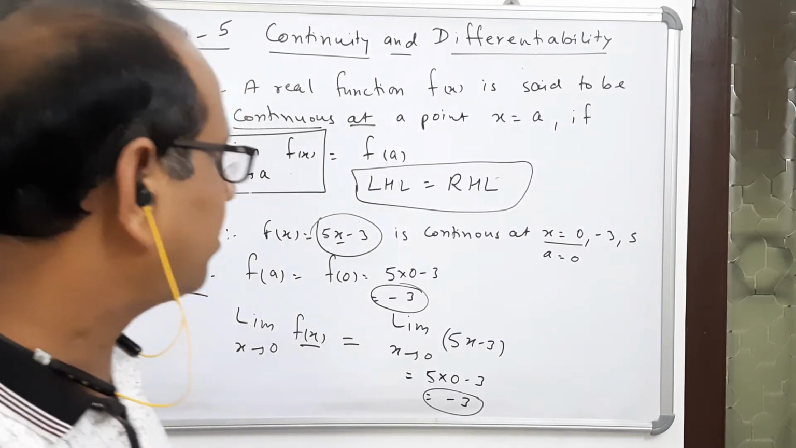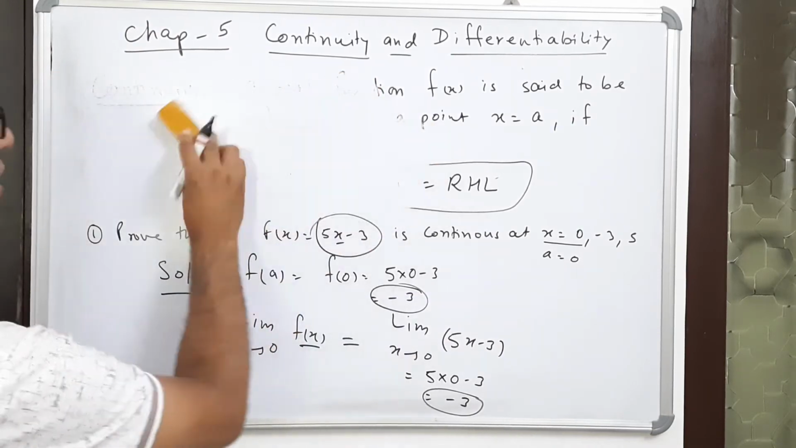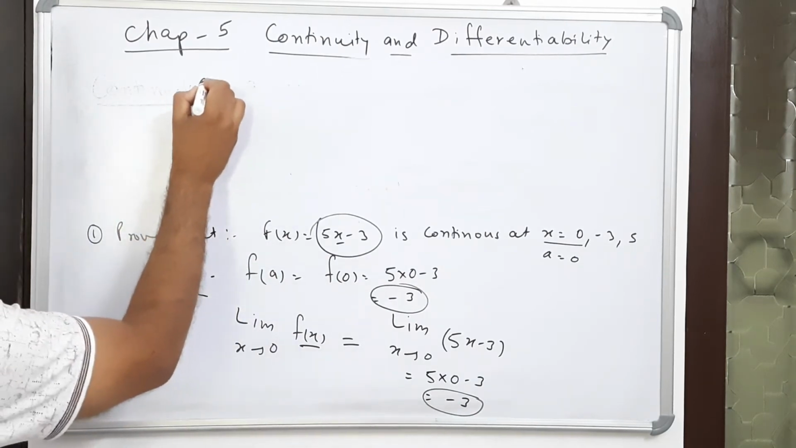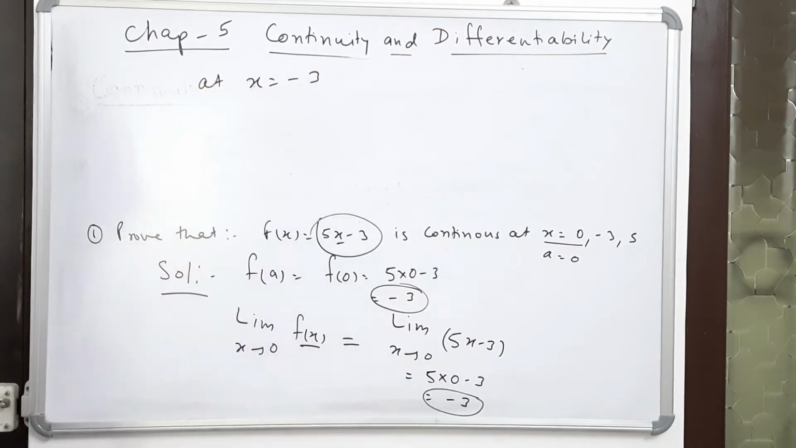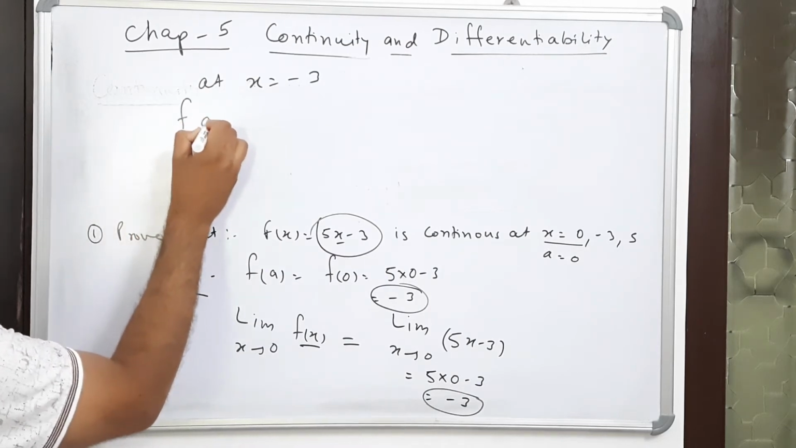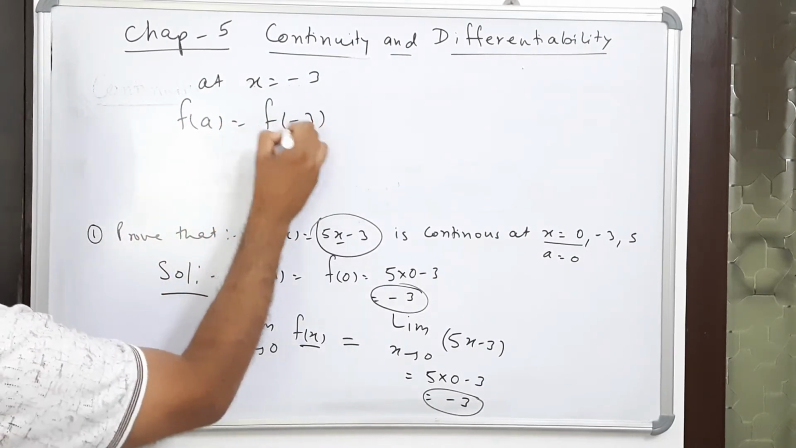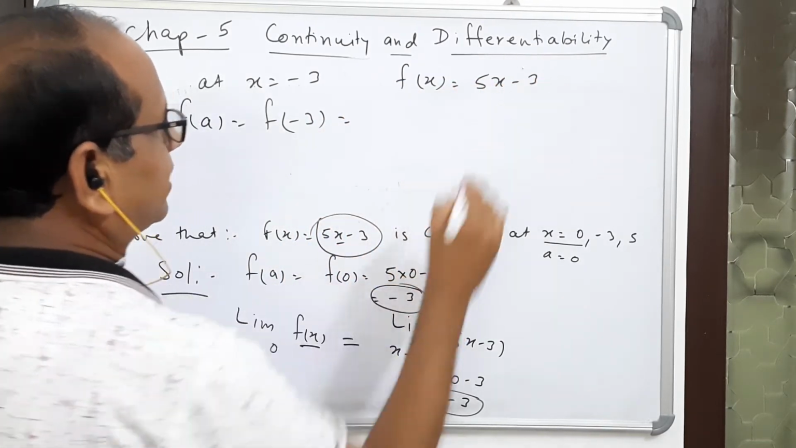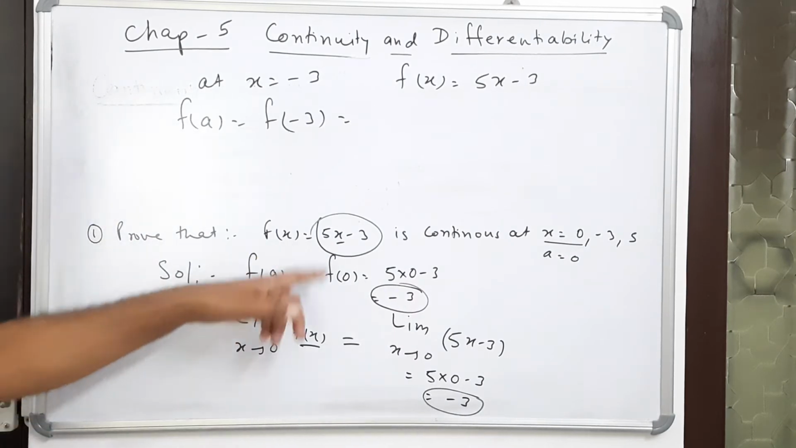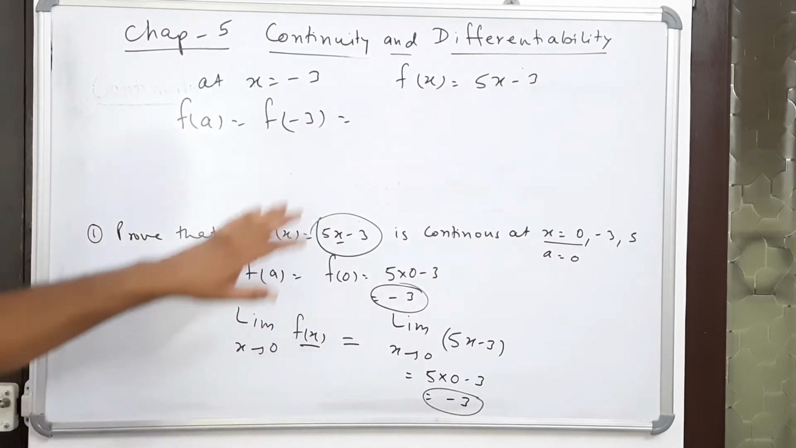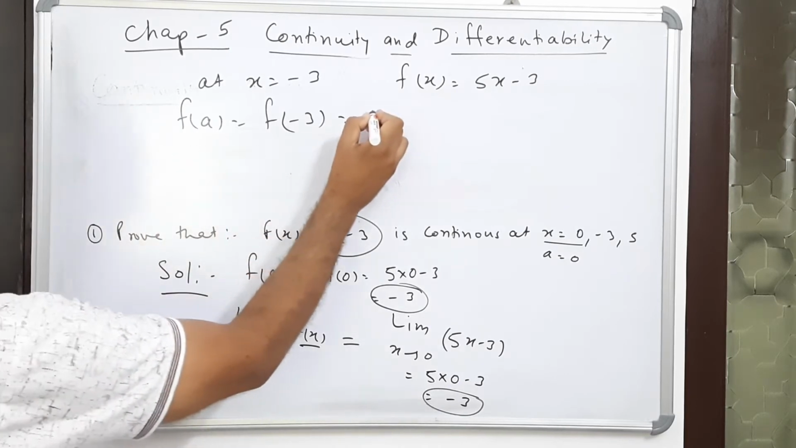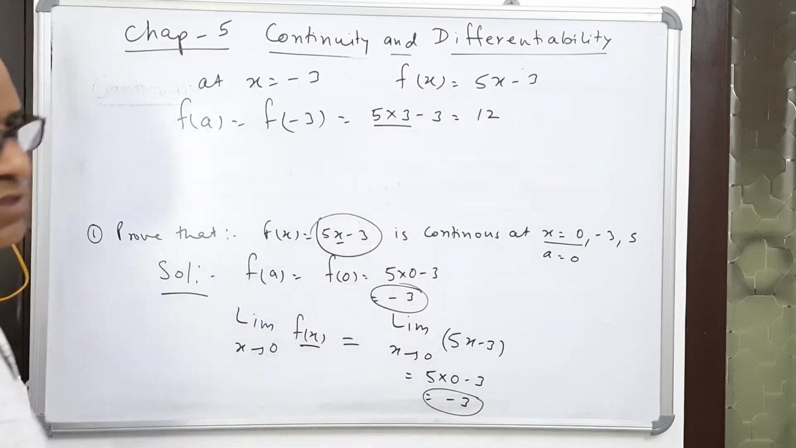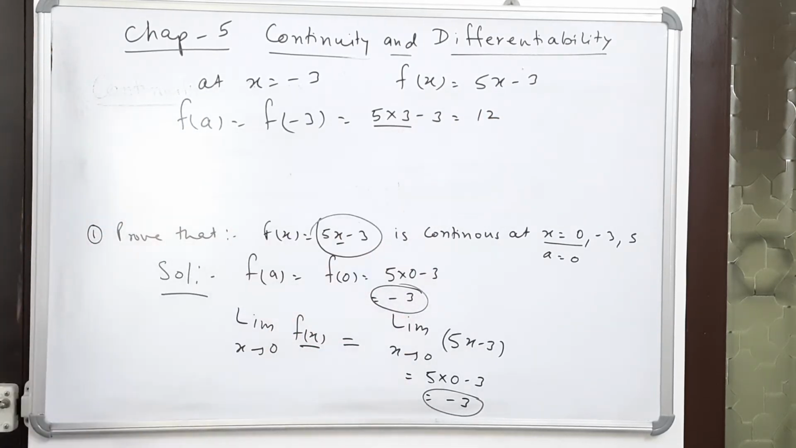I am taking one more part, so please be attentive and look here. Second is at x equals minus 3. So first we calculate f(a), so it is f(minus 3). You know what f(x) is here? 5x minus 3. So when f(x) is 5x minus 3, I am not rubbing this part, first you see. So what is the value of f(minus 3)? It is 5 into minus 3 minus 3. So the answer is minus 18.